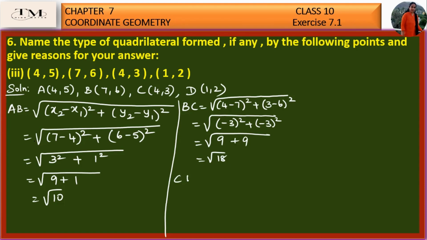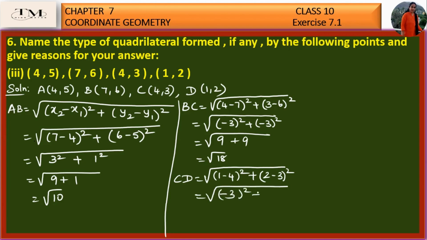Next we will find CD. CD is equal to square root of 1 minus 4 whole square plus 2 minus 3 whole square. So 1 minus 4 is minus 3 whole square, and 2 minus 3 is minus 1 whole square. So minus 3 square is 9 and minus 1 whole square is 1. So it is nothing but root 10. Keep this as such.